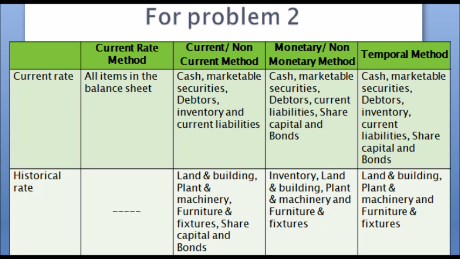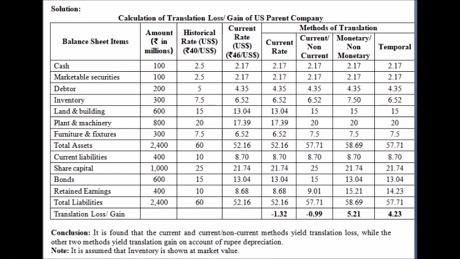The non-monetary items will be inventory and fixed assets, that is inventory, land and building, plant and machinery and furniture and fixtures. In case of temporal method, the monetary items will be all liabilities and current assets including inventory if it is shown at market price. In this problem, it is not specified whether cost price or market price, hence assume that inventory is shown at market price. Therefore, the monetary items will be cash, marketable securities, debtors, inventory, current liabilities, share capital and bonds. The non-monetary items will be land and building, plant and machinery and furniture and fixtures. Here is the complete solution of problem 2.